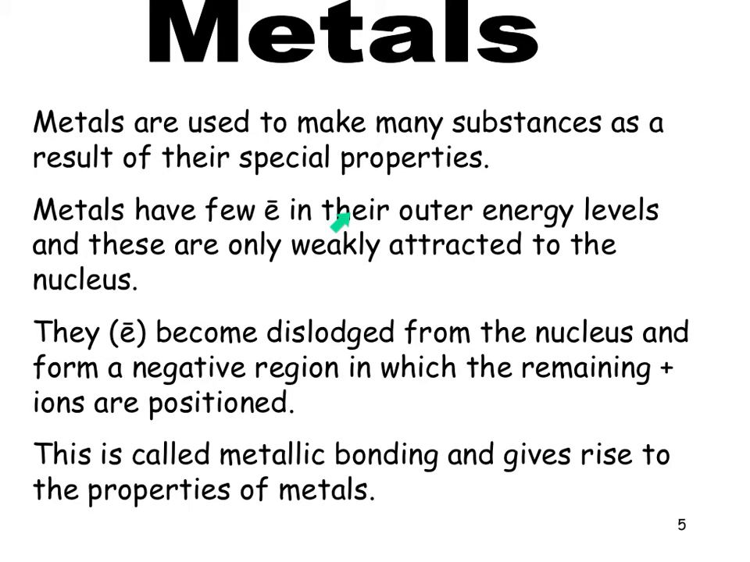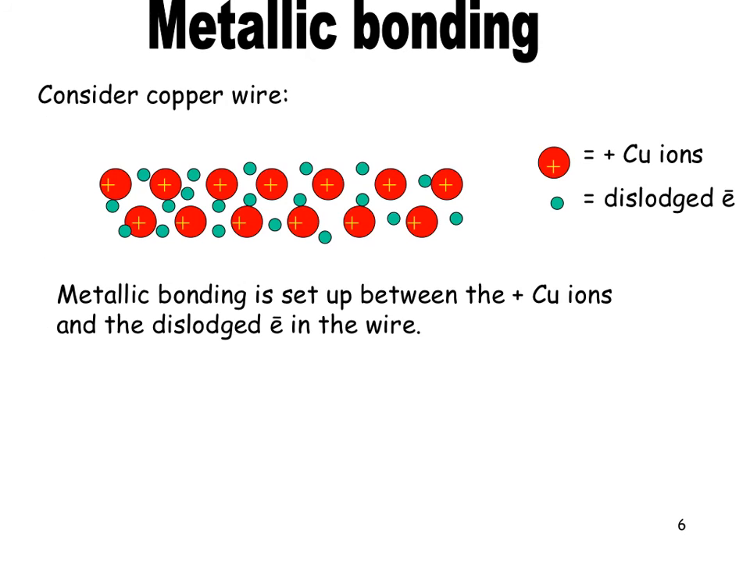Metals have got few electrons in their outer energy level, and these allow them to conduct electricity. They become dislodged from the nucleus, and there's a negative region, and that's where electrons conduct. This is called metallic bonding, and it gives rise to all those properties of metal. So here's a piece of wire. They're the positive kernels, and we've got the little electrons in between. Those electrons can obviously conduct electricity.